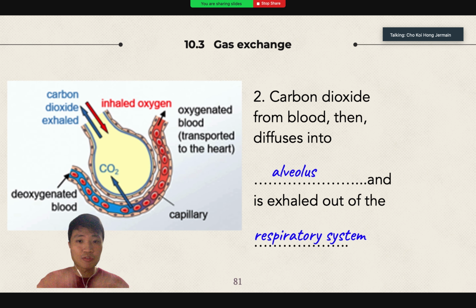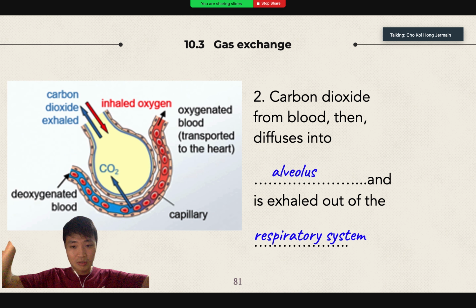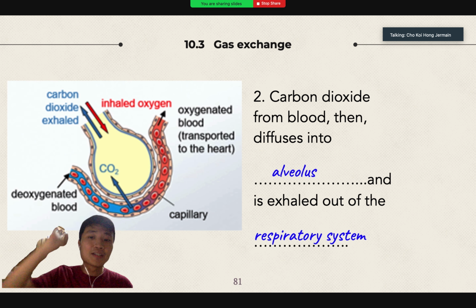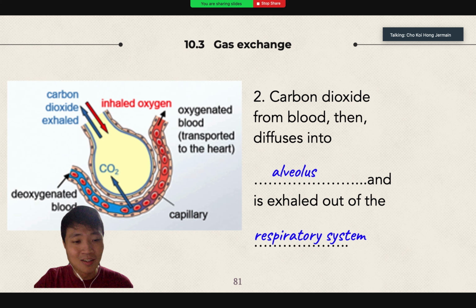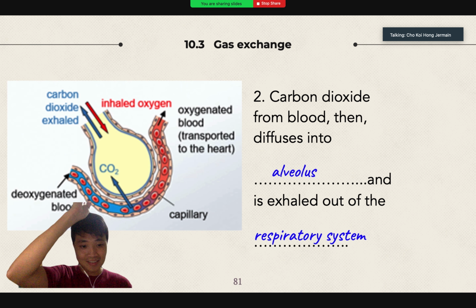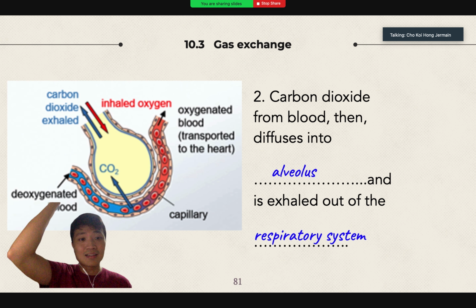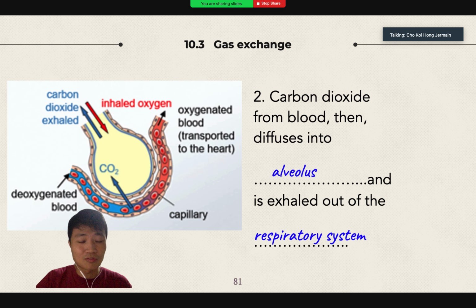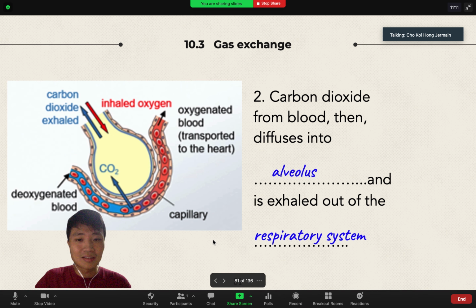Then the second point to establish is very simple. Carbon dioxide from the blood will diffuse into the alveolus and then is exhaled out of your respiratory system. That means your carbon dioxide takes the reverse route: alveolus, bronchioli, bronchus, trachea. Then after that, larynx, pharynx, then nasal cavity, then it comes out of your nose. So for carbon dioxide, that part we settle already.